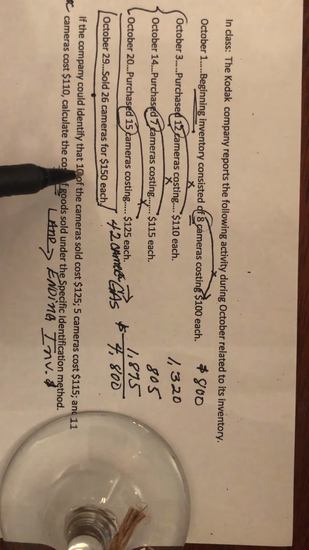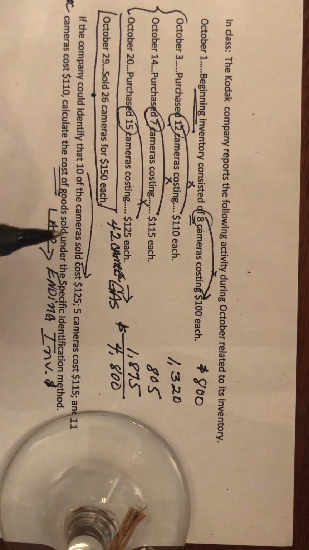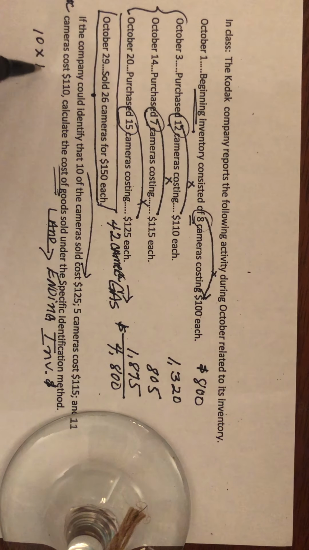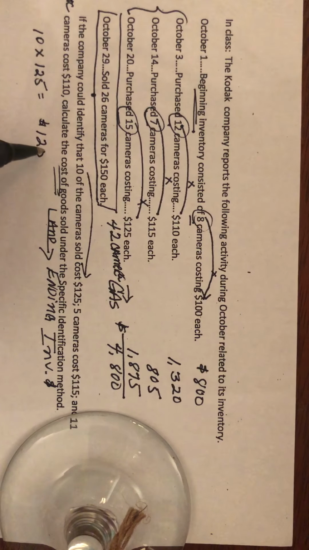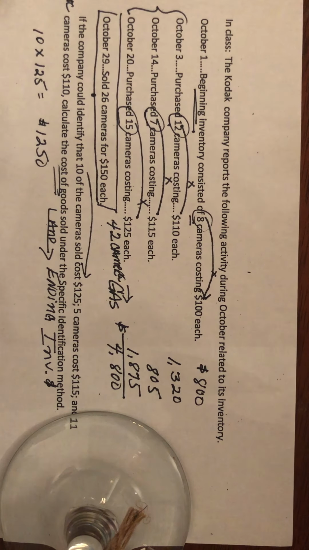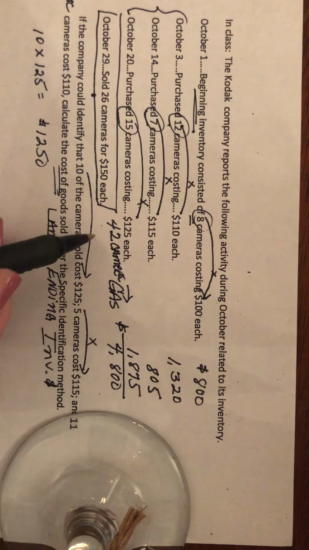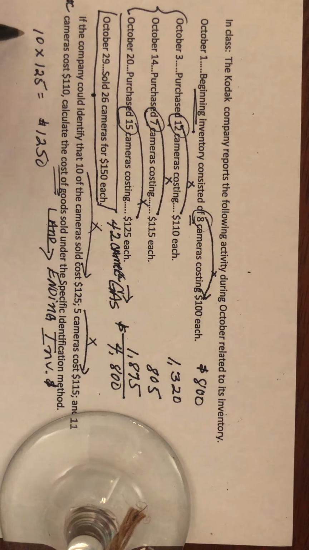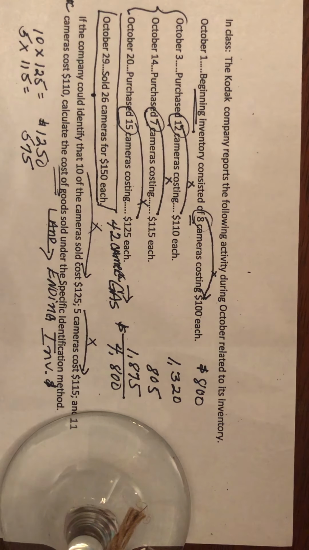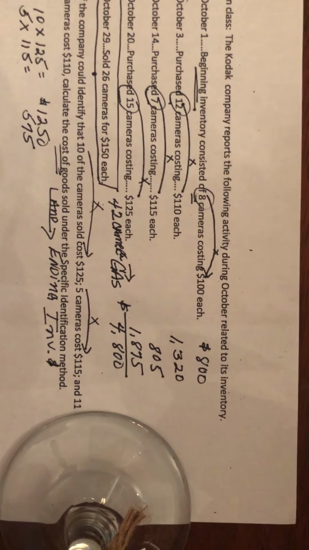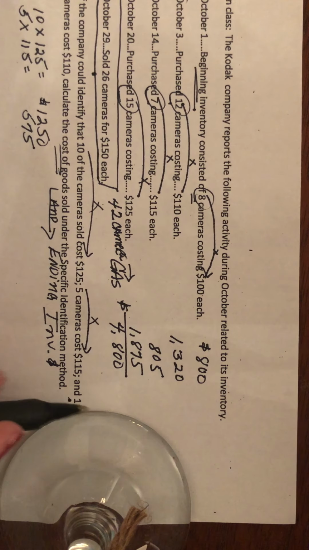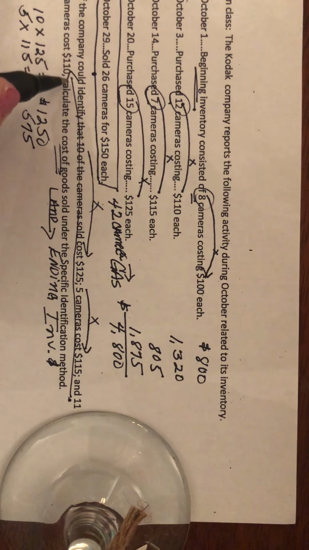What you have here is we go in the warehouse, we pulled out 10 cameras, the cost on those were $125, so we know that cost was $1,250. And then we go back in the warehouse and we can tell that we pulled out 5 cameras that cost us $115. So that's $575. We go back into the warehouse and we have 11 cameras that cost us $110.